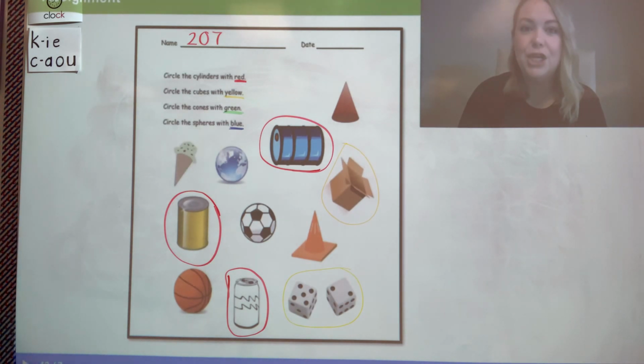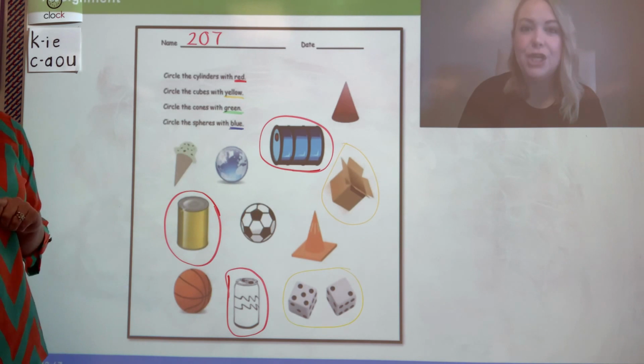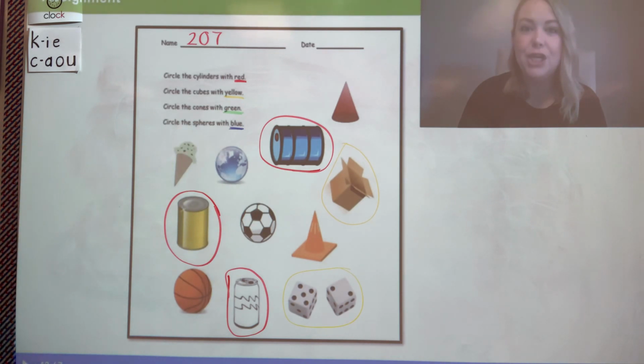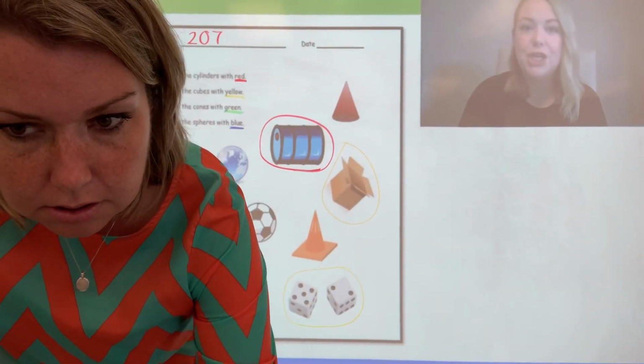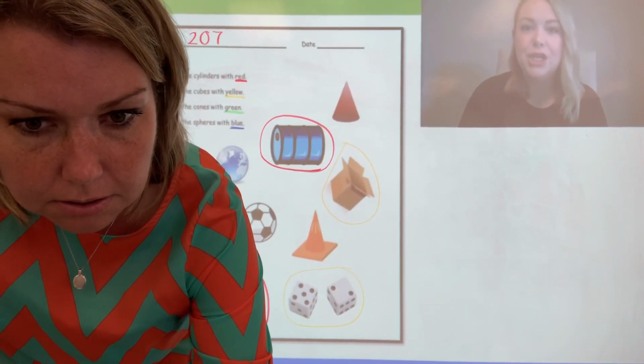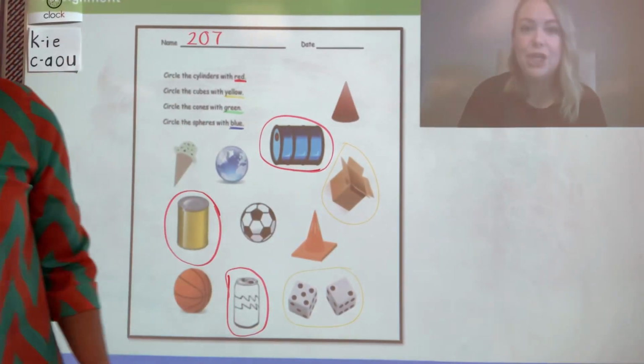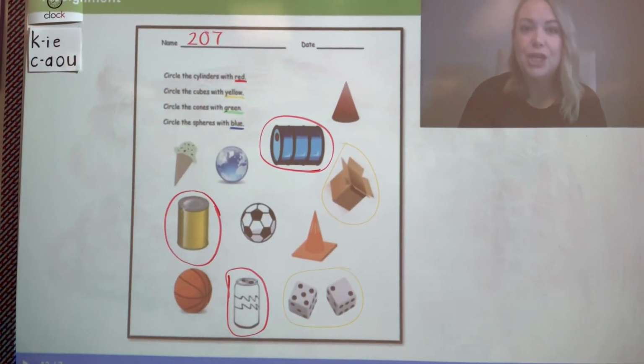Now I'd like you to take your green crayon and circle the cones. Circle the cones with the green crayon. Circle the cones. Let's mute our microphones. Circle the cone with the green.